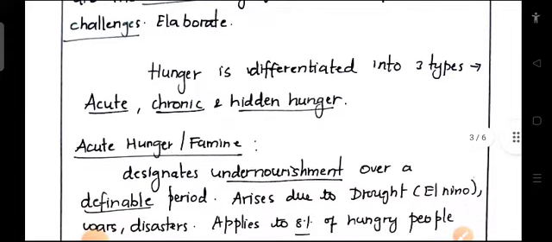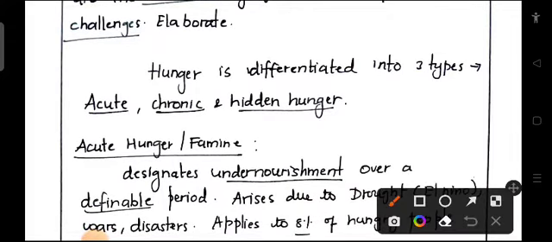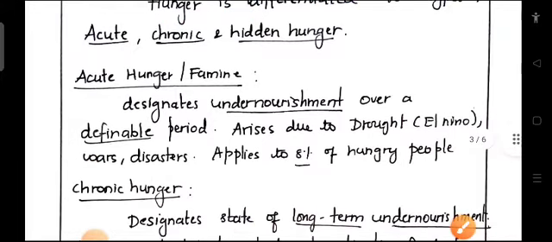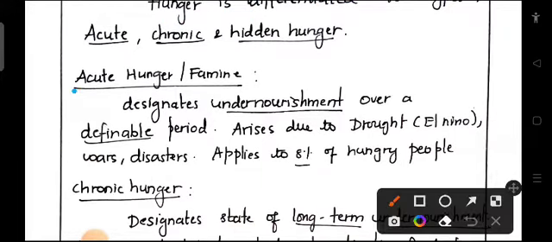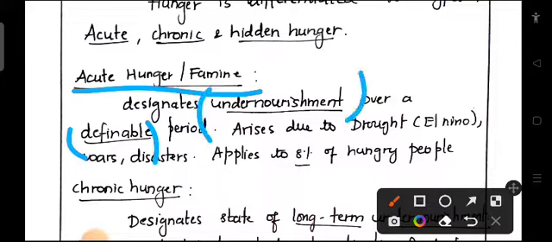Our introduction can be: first, we have to elaborate about the types of hunger. What are the three types of hunger? They are acute hunger, chronic hunger, and hidden hunger. Now, what is acute hunger? It is also known as famine. It designates undernourishment over a definable period. So, for a short period, if undernourishment prevails, it is called acute hunger.